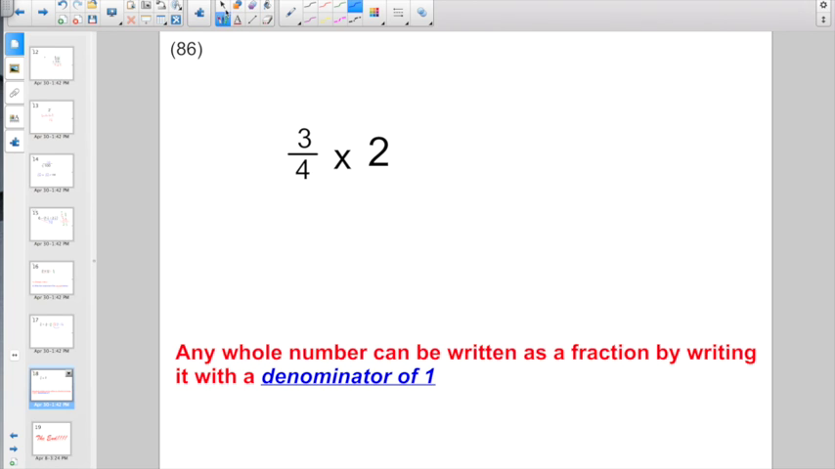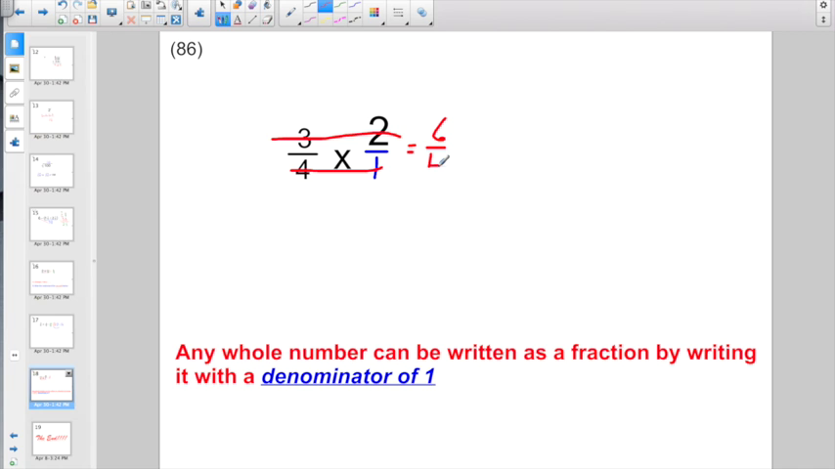Check out this one. 3/4 times 2. I have a couple people still struggling. Any whole number can be written as a fraction by writing it with a denominator of 1. So if I had to multiply by the whole number 2, you got to think of it as 2 over 1. Then you can go and multiply numerator times numerator again. 3 times 2, hey, that is 6. Denominator times denominator. 4 times 1 is 4.